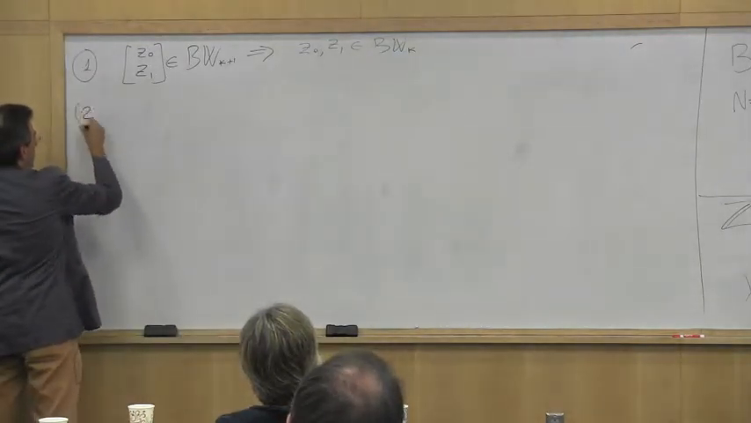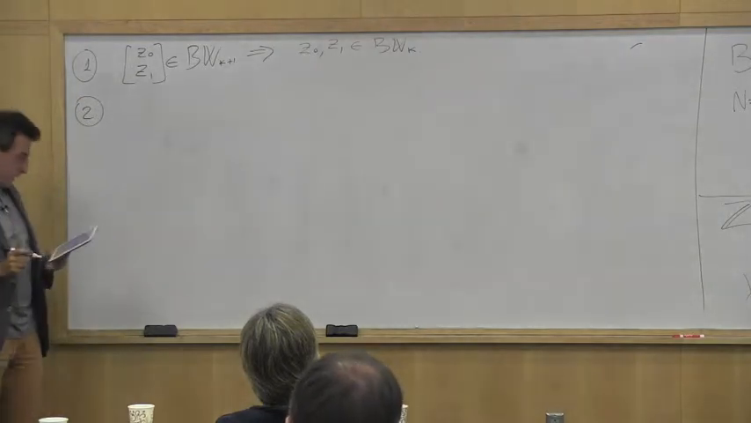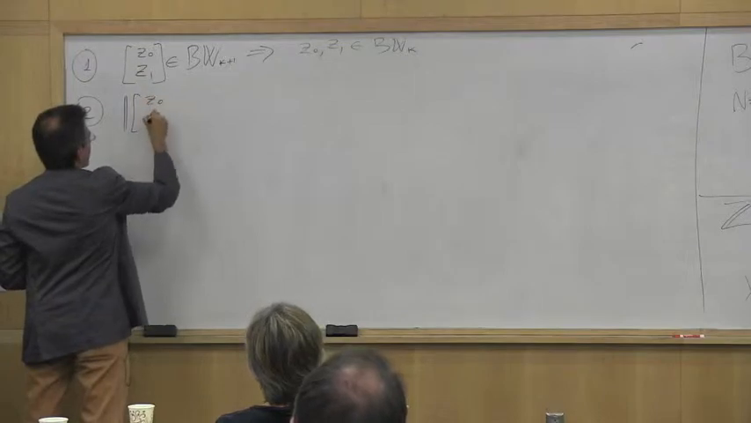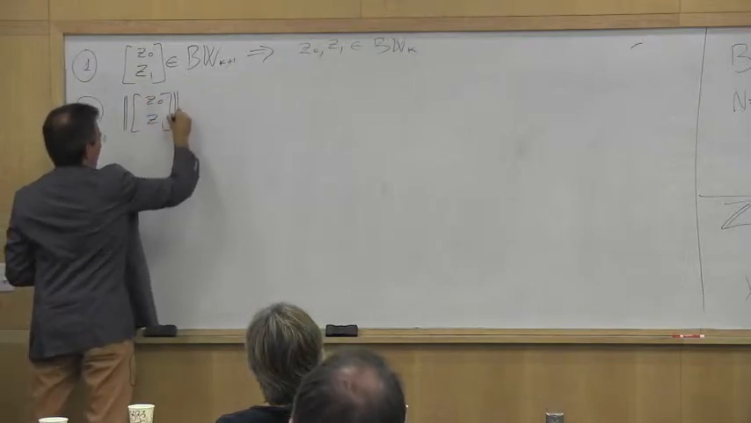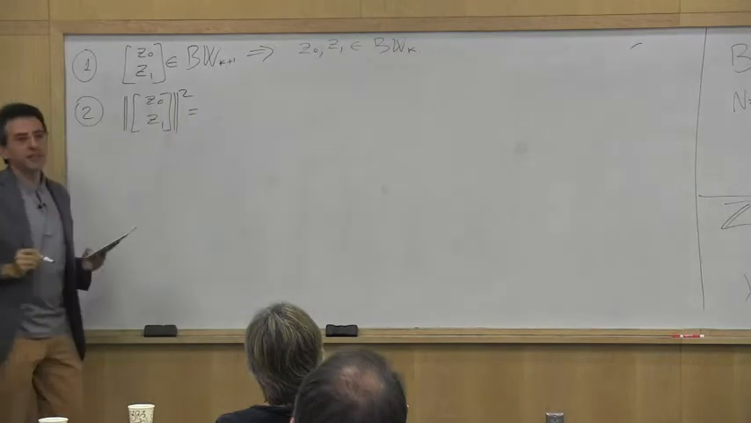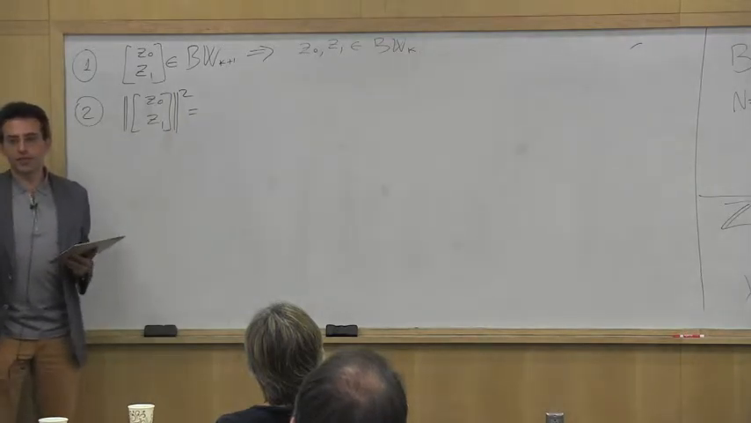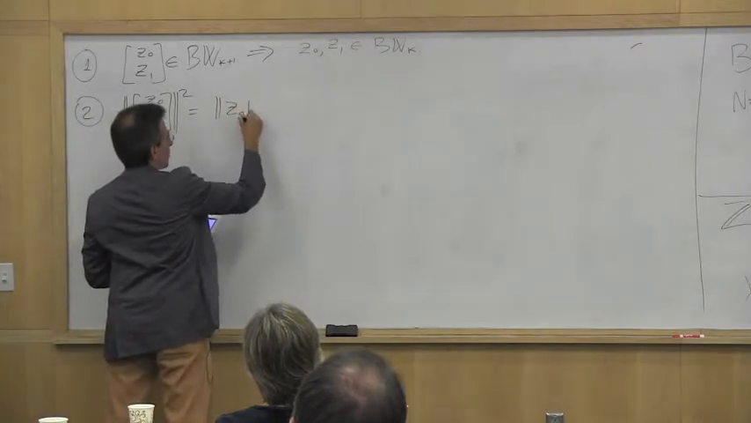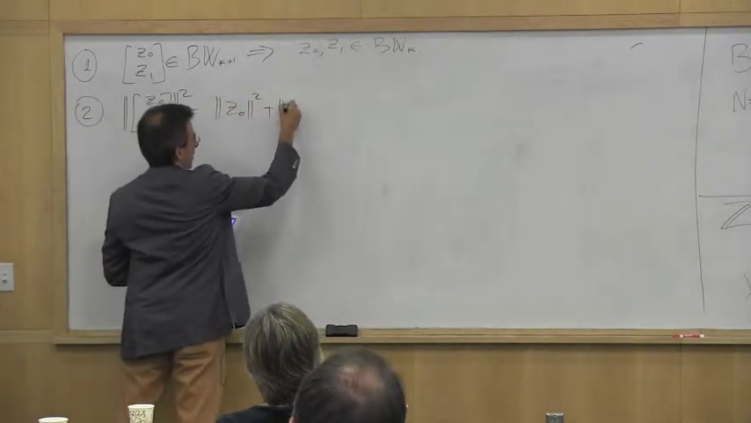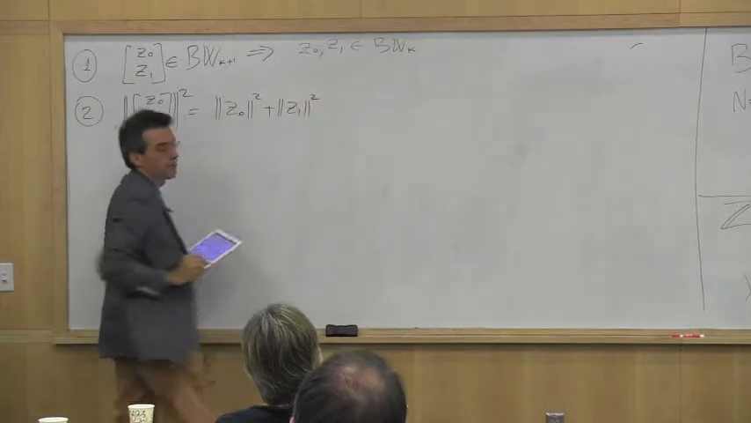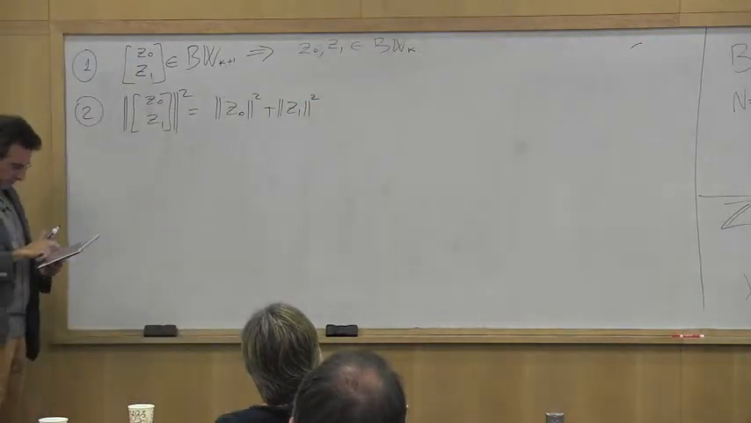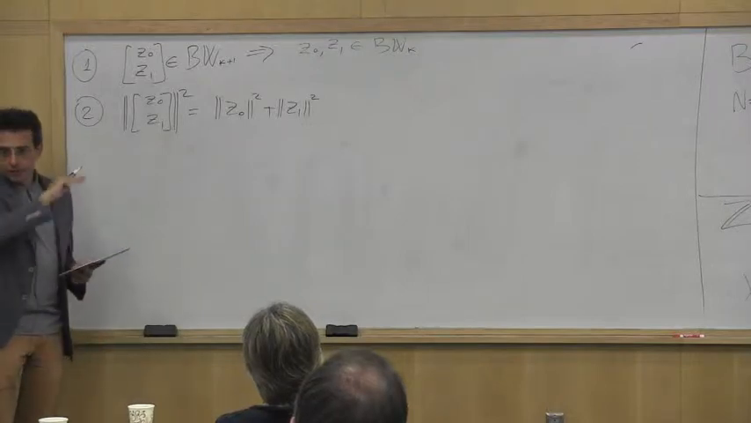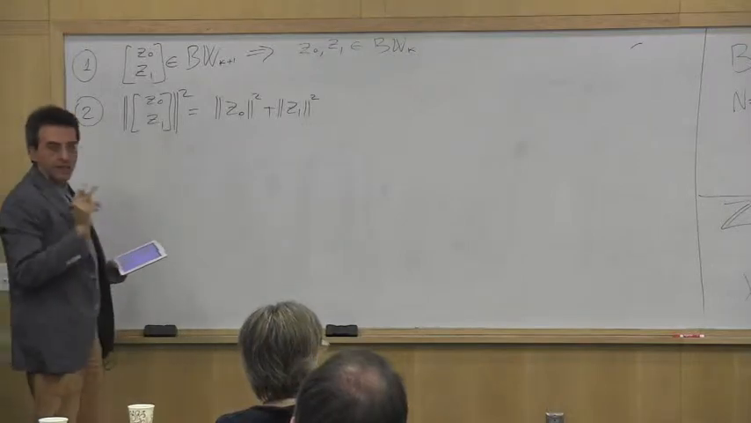So observation number 2, which is also pretty trivial. It's not even an observation, it's just a calculation. So what is the norm of z0, z1? It is the sum of the square norm of z0 plus the square norm of z1. In particular, so far, completely trivial.